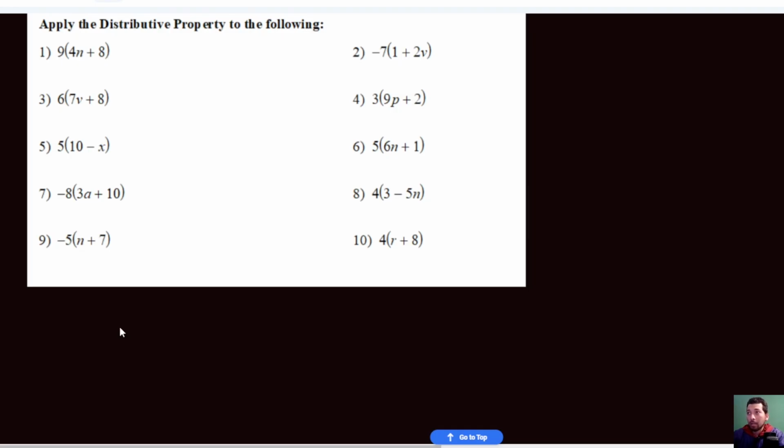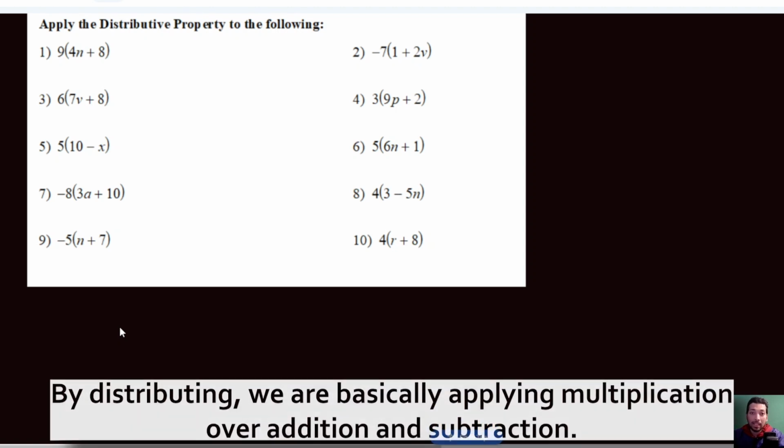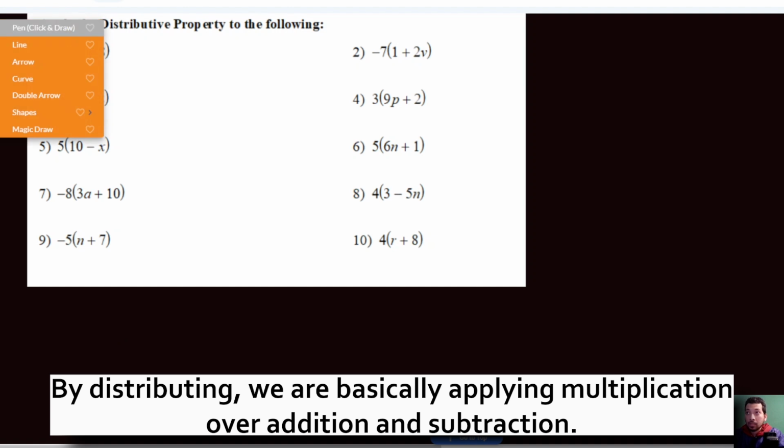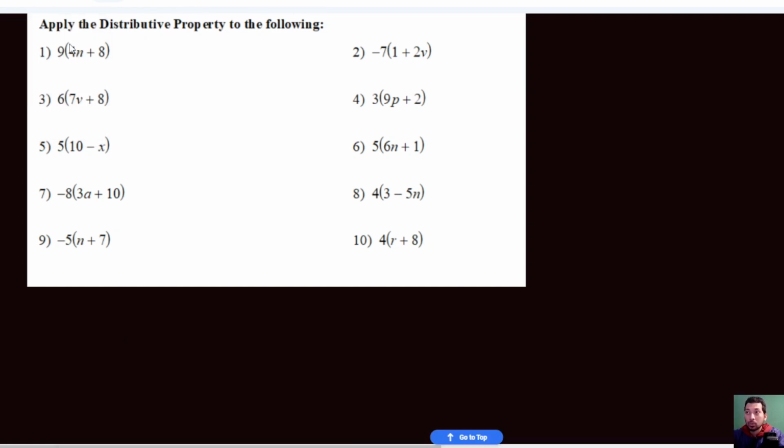Okay, so here we'll apply the distributive property to the following problems. Now, the distributive property is a fundamental concept in mathematics that describes how multiplication distributes over addition or subtraction. In this case, we'll see how the number outside of the parentheses will distribute to the numbers inside of the parentheses. And we do this by the multiplication property.